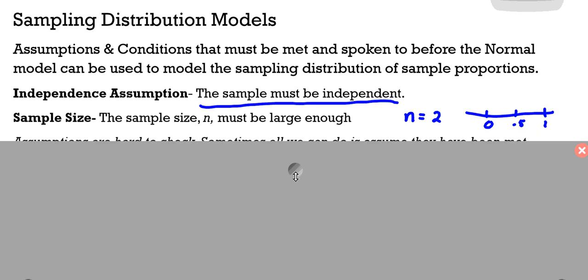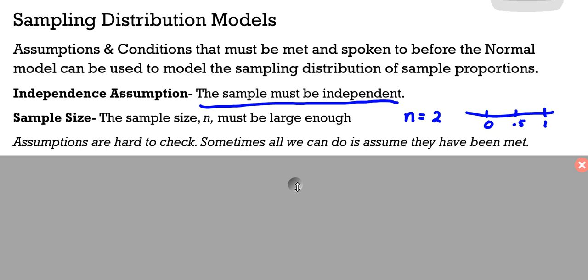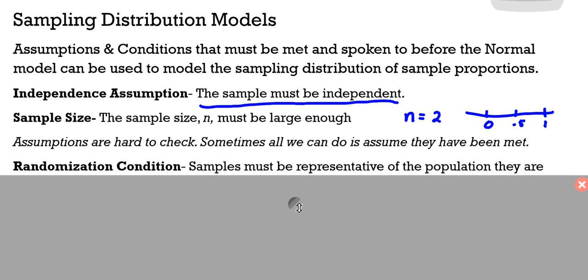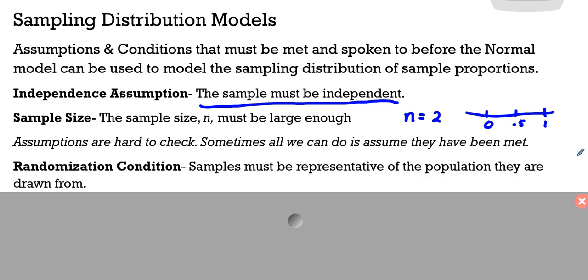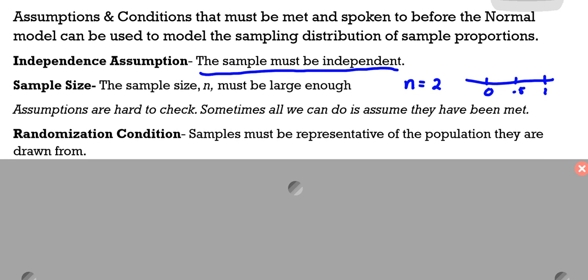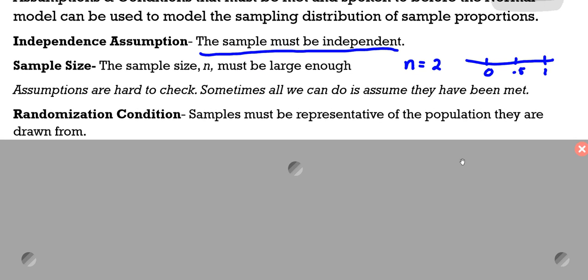A lot of times we're going to be given statements that can meet this randomization condition. Samples must be representative of the population they're drawn from. That's really important. And a lot of times in the problems, you're going to get the phrase a random sample, or they're going to indicate that it is randomly selected. That's good enough. That's all you can do for these types of problems.